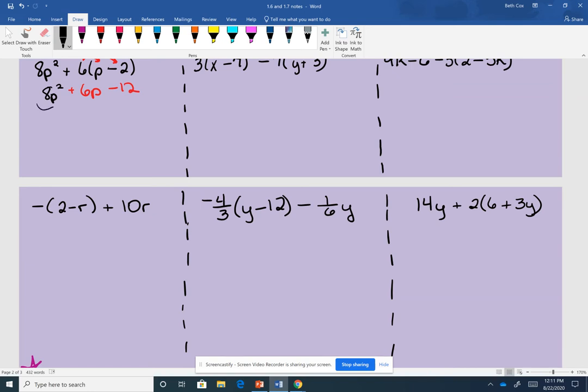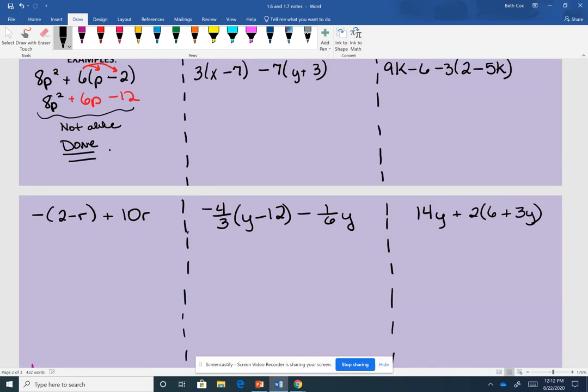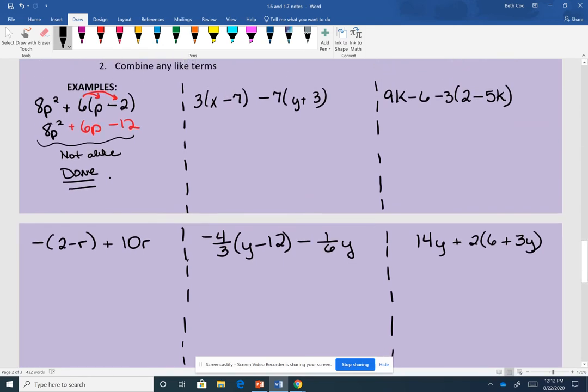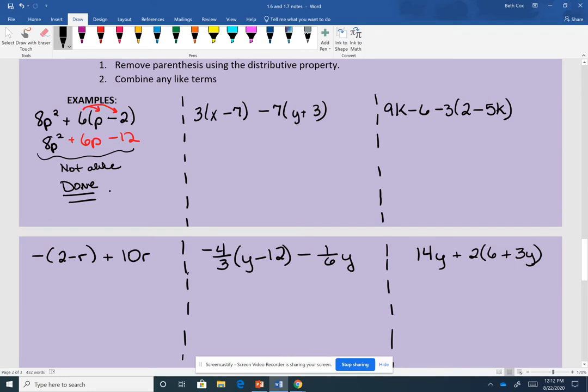There are no like terms. These are not alike, so I'm done. Step 2 didn't have to happen. I removed the parentheses in step 1, but in step 2 they weren't alike, so I'm done. That's my answer right there. That's simplified. Next, I'm going to do the same thing. I'm going to remove the parentheses. I am color coordinating, if you're wondering, that's a minus 21.